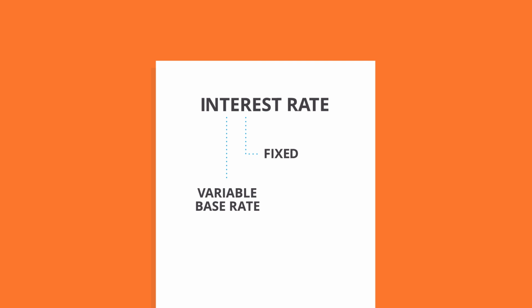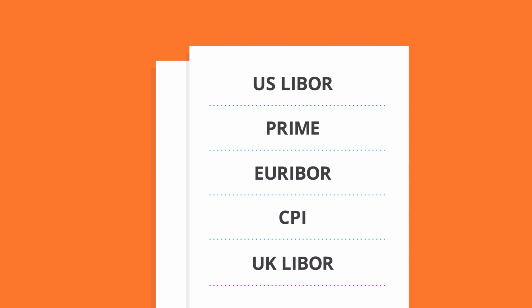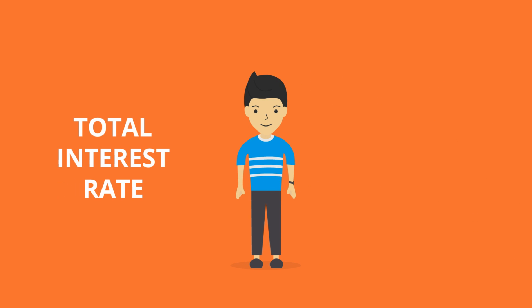So how can you break this down? First, you need to look at your interest rate, which could be a fixed rate or can consist of a variable base rate plus a margin. For example, LIBOR plus 7%. There are a few base rates that lenders use, so be sure to compare the correct rates. Once you've worked out your total interest rate, take a look at your fees next.